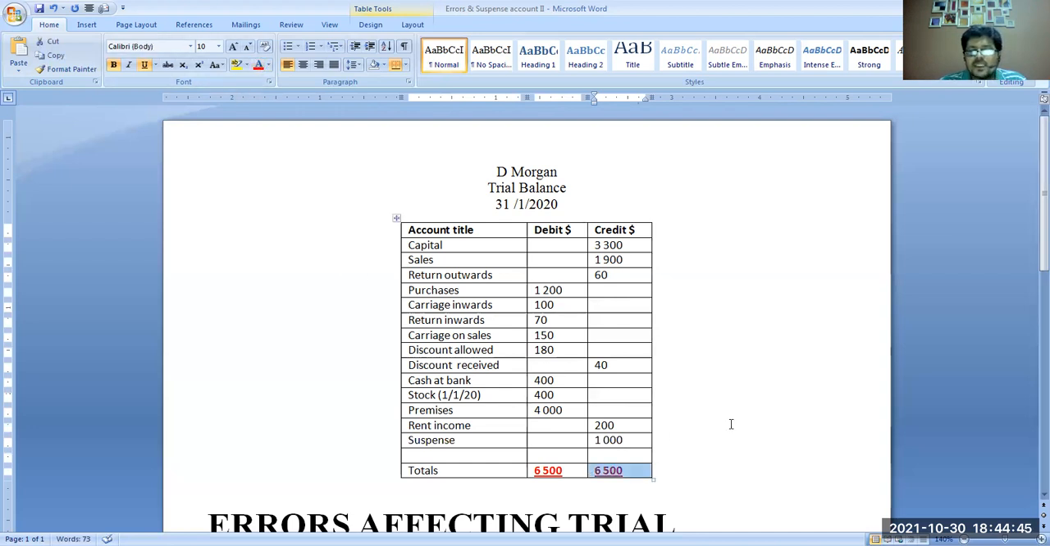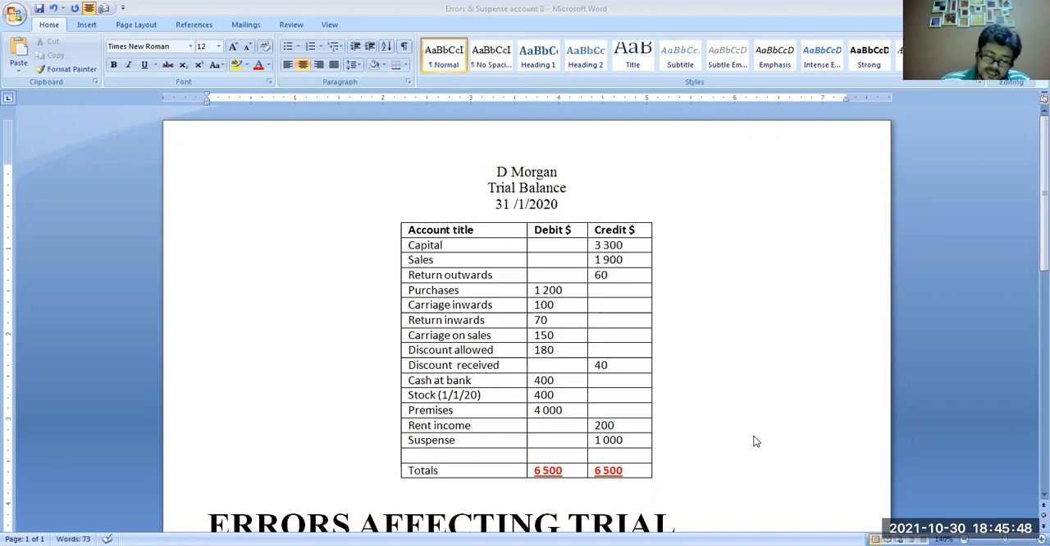Are you getting my point? Suspense means we don't know which account is missing: liability or capital or whatever. We do not know what is missing. So we write the word suspense. And now it's balanced, but suspense is there.